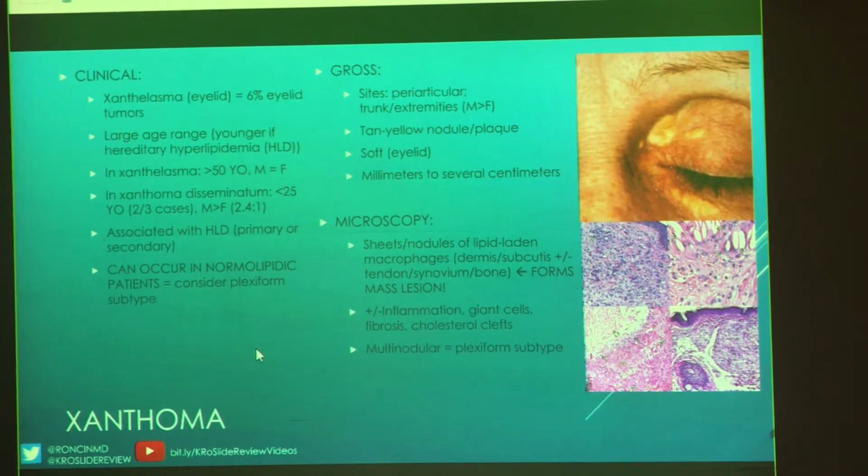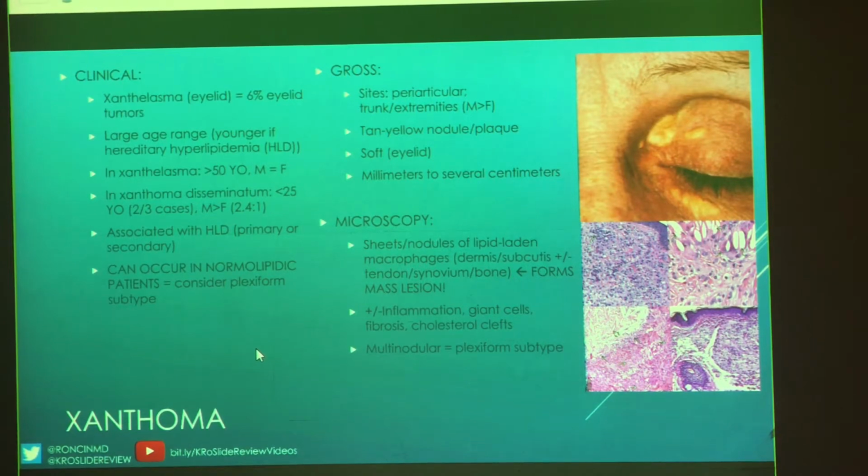When they involve the eyelid or the skin elsewhere, they tend to be fairly soft, and they can range in size from millimeters to several centimeters. We're going to see basically what we had in our case slide, which is sheets and nodules of these very fluffy, bubbly, almost like bubble bath macrophages, because they have so much lipid inside them, and they tend to involve the dermis and subcutis, but they can involve other things. You can see them in tendon, synovium, bone, okay?